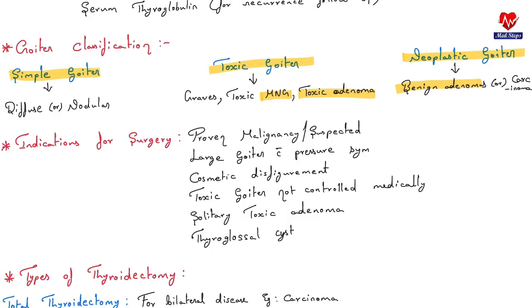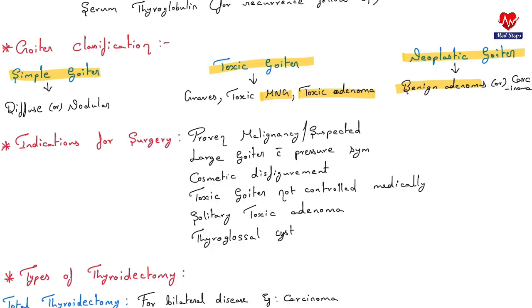Next, indications for surgery. Before that, we have to know why we do surgery on the patient. If the patient is very symptomatic, proven or suspected malignancy, or a large goiter with pressure symptoms like dysphagia, dyspnea or hoarseness, then we have to do surgery. Also for cosmetic disfigurement, toxic goiter not controlled medically, solitary toxic adenoma and thyroglossal cyst. Okay, so these are the things.